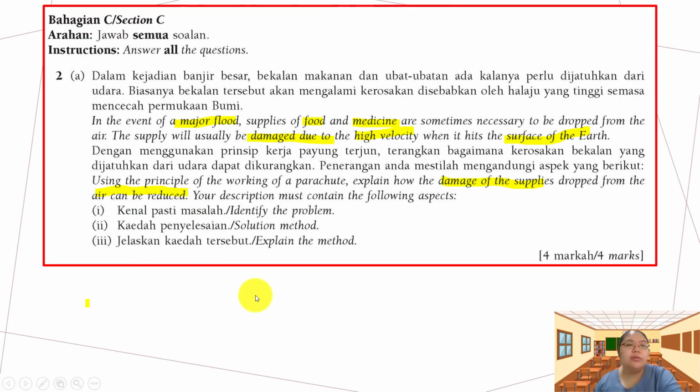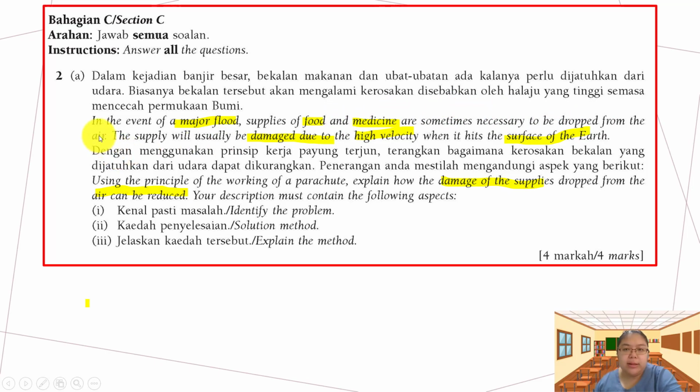Okay, then we go to section C. This one is an essay question. Some of the example. Okay, let's see A. In the event of a major flood, supply of food and also medicine are sometimes necessary to drop from the air.